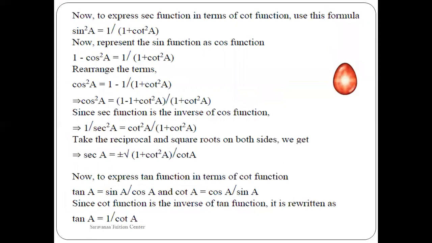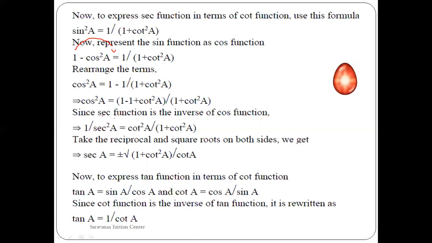Then sin square A equals 1 by 1 plus cot square A, right? Now 1 minus sin square A gives cos square A equals 1 by 1 plus cot square A. So you need to take 1 to the RHS side. Cos square A equals 1 minus 1 by 1 plus cot square A. Cos square A equals 1 plus cot square A minus 1 by 1 plus cot square A.